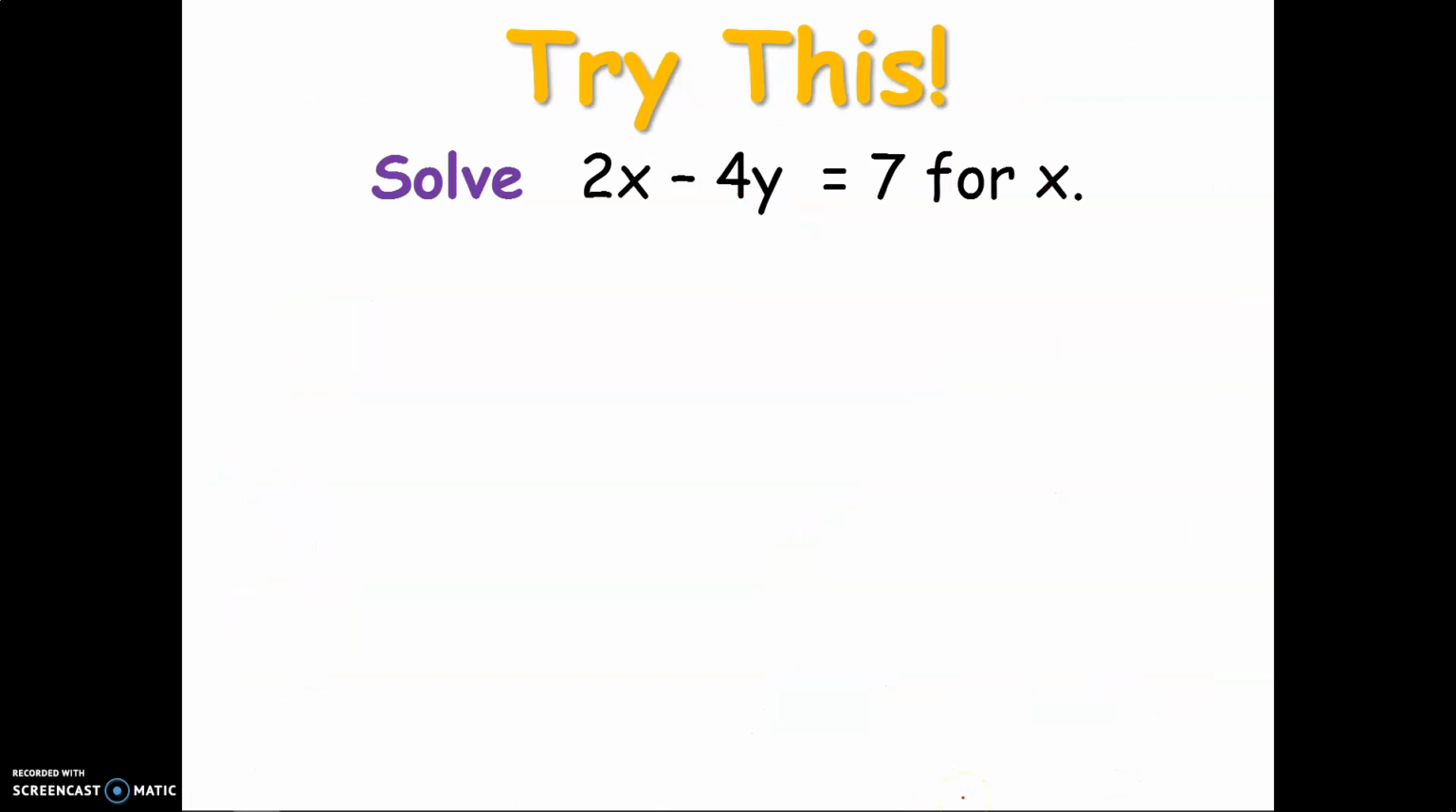Now it's your turn to try. Solve 2x minus 4y equals 7, but this time, solve it for x. Go ahead, pause the video, give it a try, check in with a neighbor, see if you get the same answer, or with the teacher.